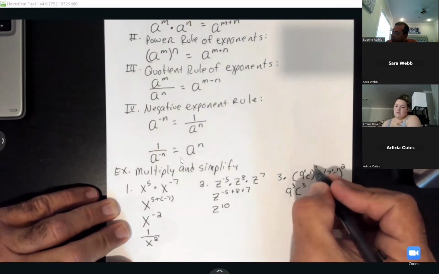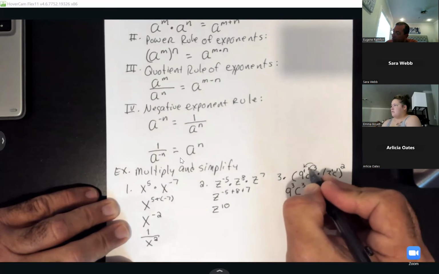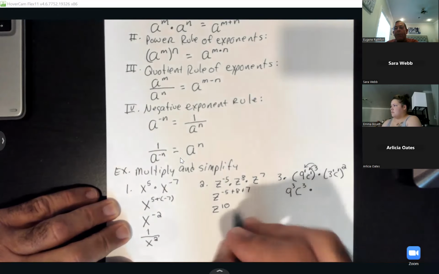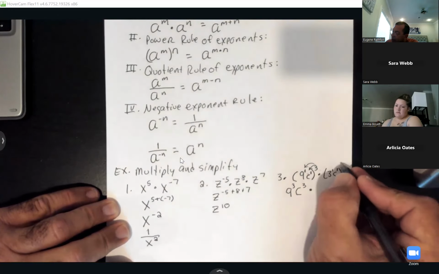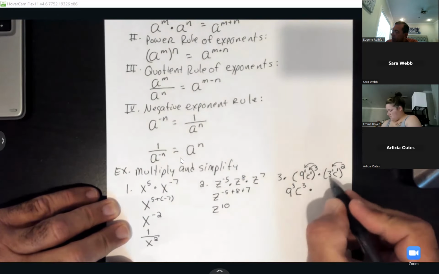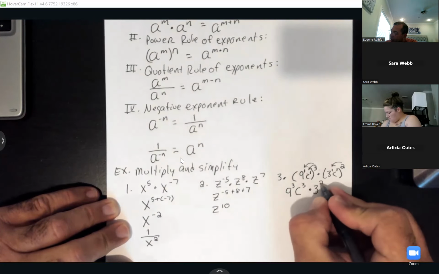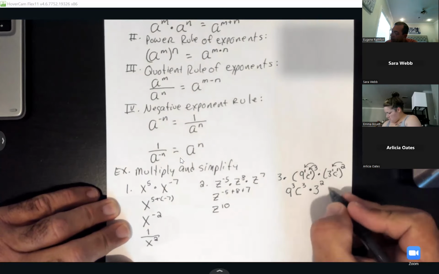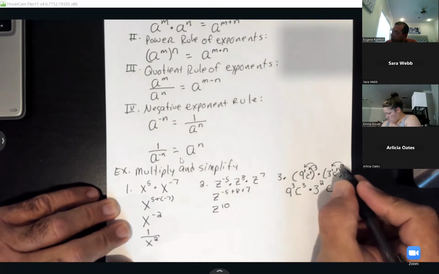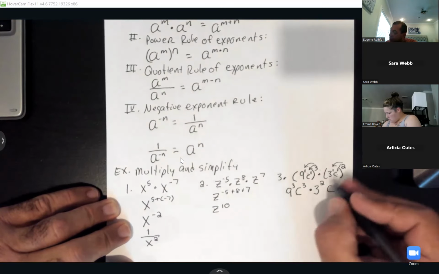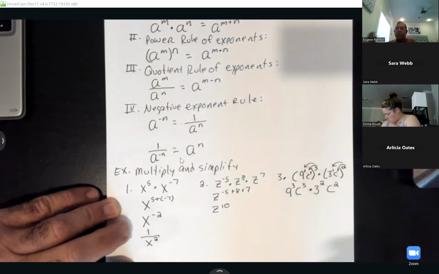Now, I just distributed my exponents by multiplying. I'm going to do that on the second parentheses now. So I had 3, 1 times 2 gives me 3 squared. On my c, I have 1 times 2, which gives me a 2.